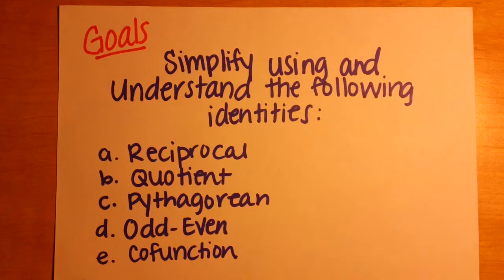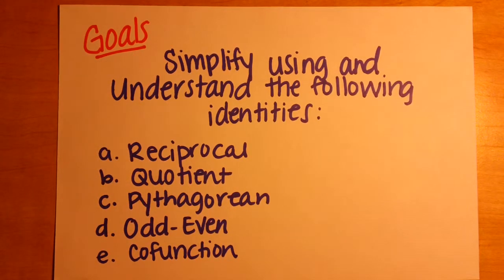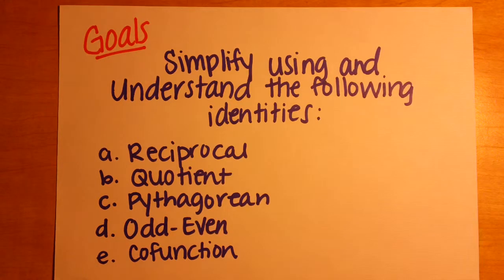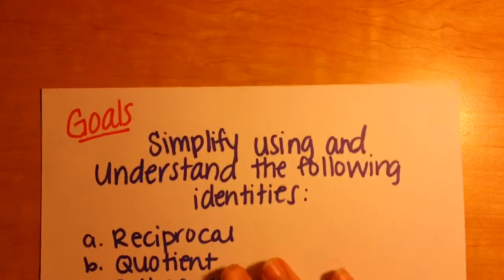Okay, in today's lesson, our goal is to understand the following identities: the reciprocal identity, quotient identities, Pythagorean identities, odd-even identities, and cofunction identities. And we also want to be able to use these identities to simplify some expressions. So first, let's look at our reciprocal identities.